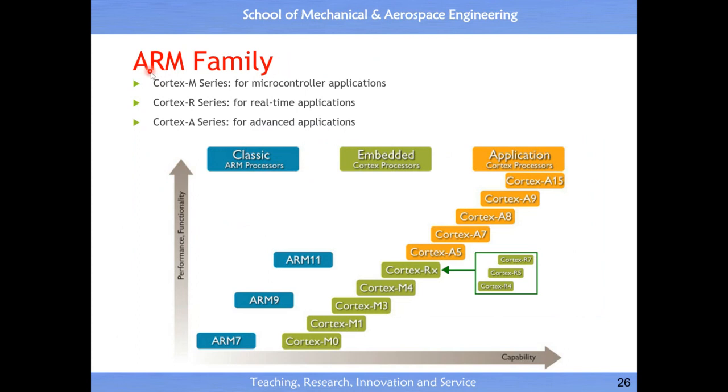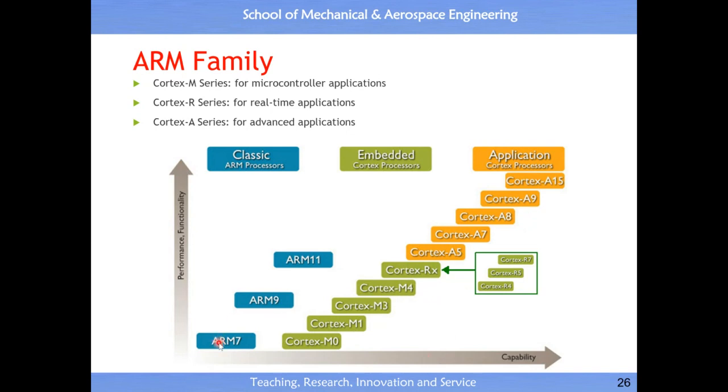Then all the products from the company are divided into 3 series. The series for microcontrollers we call Cortex-M. The series for time critical applications, that is real-time applications, is R. Then the series for advanced applications, like your handphone or iPad or high-level computing devices, is A. So A means advanced application. From here you will see the M series, the R series, and the A series.